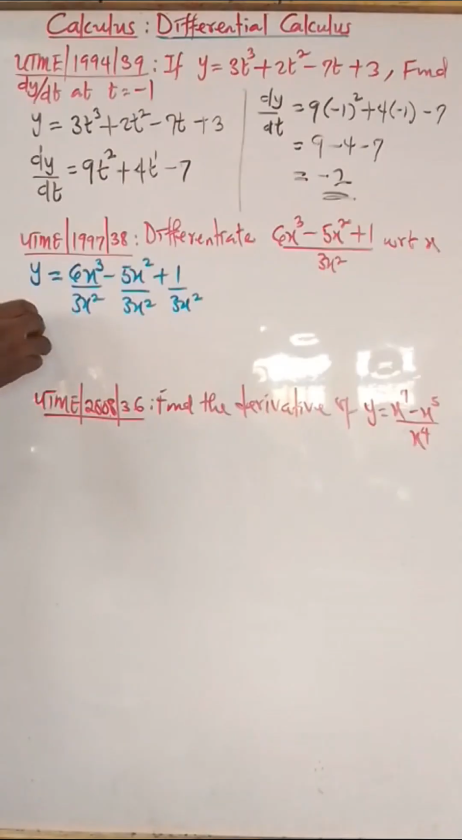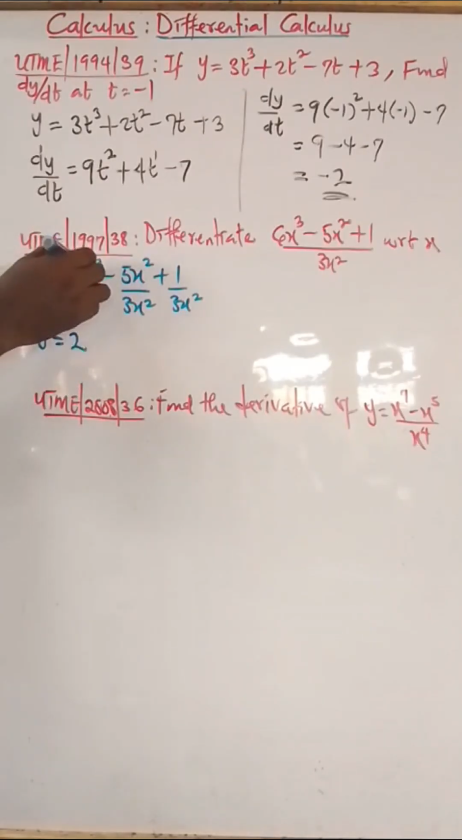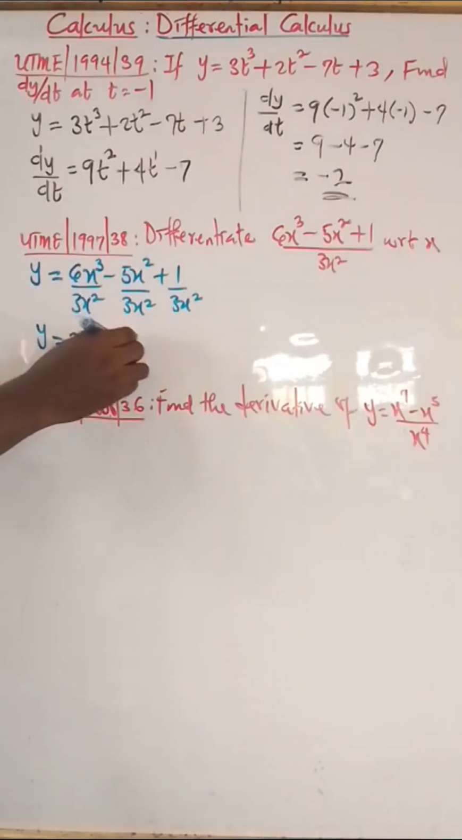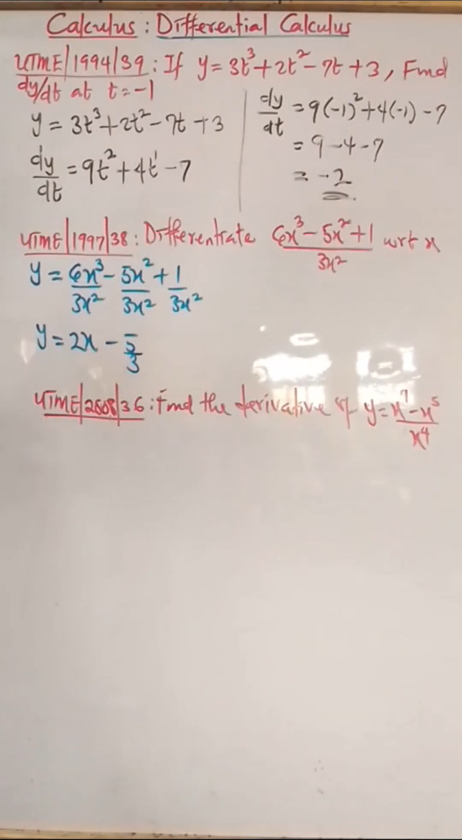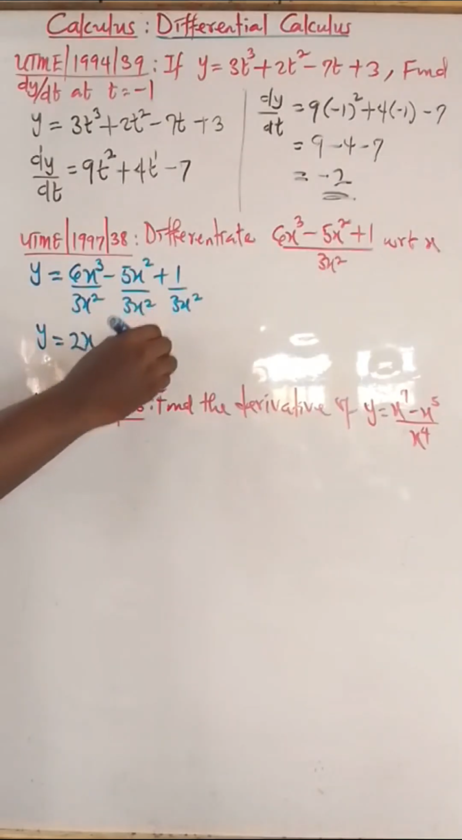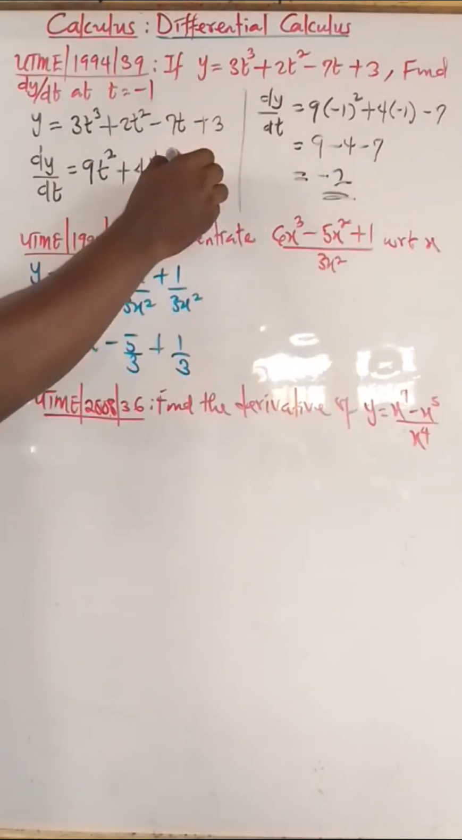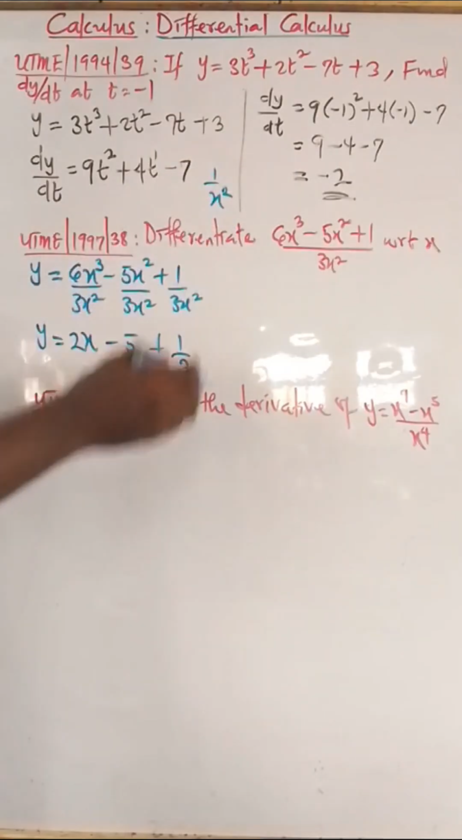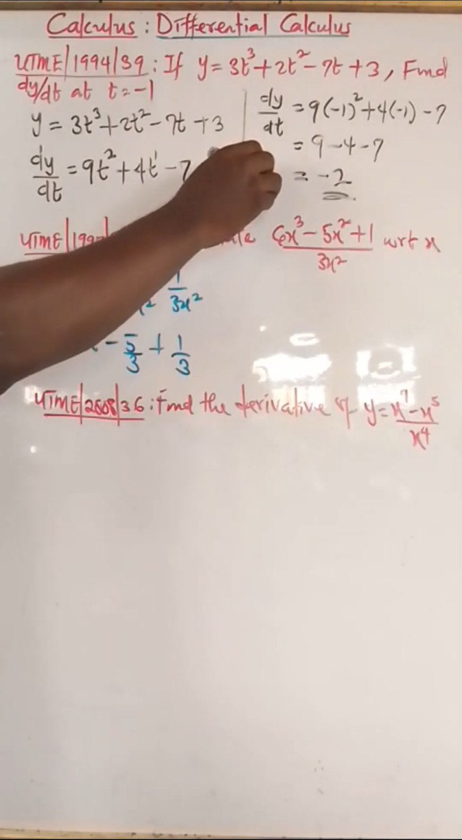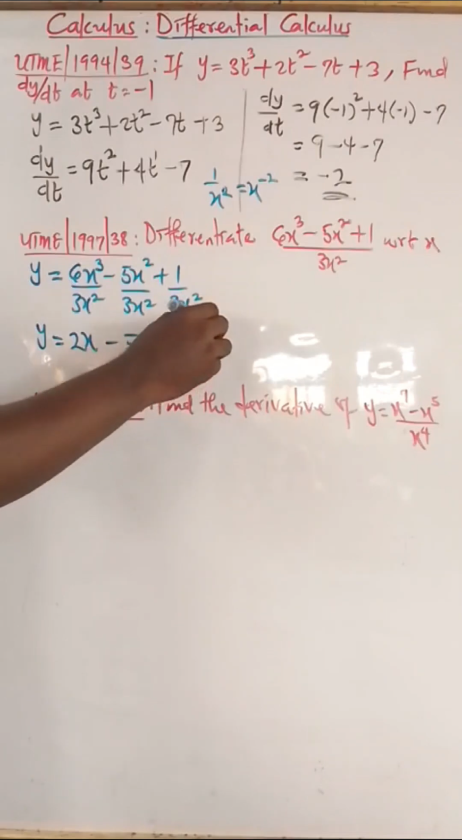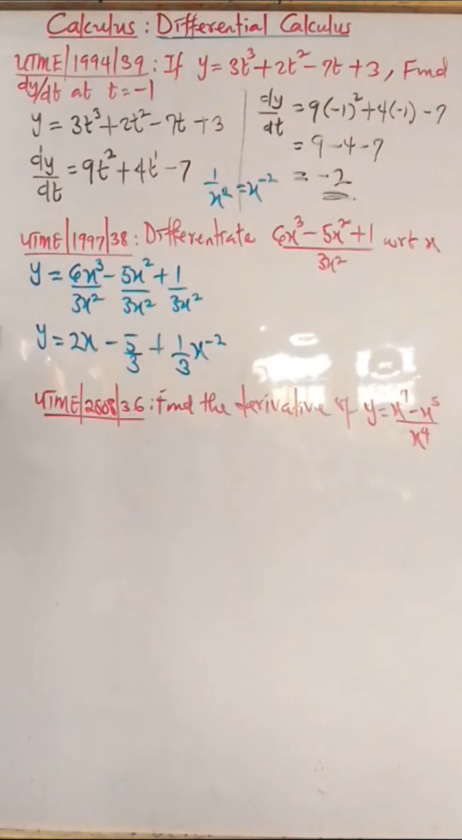So y becomes 6 over 3, which is 2, times s cubed over s squared, which gives x. Then we have minus 5 over 3, since s squared cancels. Then plus 1 over 3 times 1 over s squared. In indices, 1 over s squared becomes x to the power of minus 2.